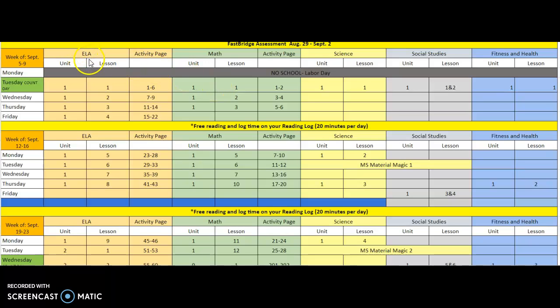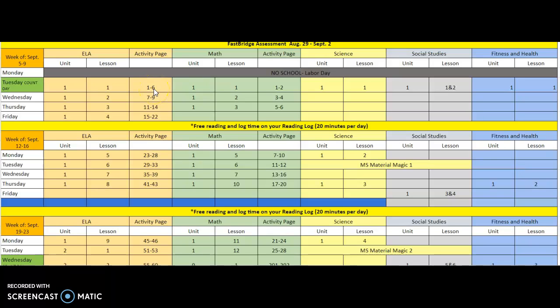But you can see this is ELA. ELA is English Language Arts. In short, it's going to be your reading, your writing, your grammar, phonics, those types of things. So all of that falls under here. Your ELA lessons are actually going to be a little more intense than the rest of them. So I would recommend ELA definitely just doing one lesson a day. As you can see on Tuesday, you will start with Unit 1, Lesson 1, and you will complete activity book pages 1 through 6.